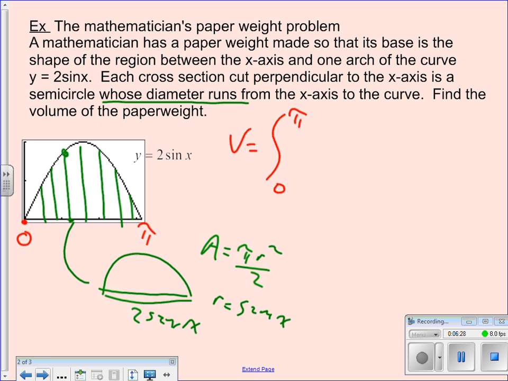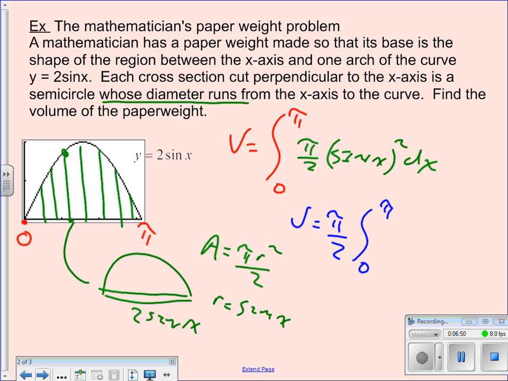So our volume is the integral from 0 to pi of pi over 2 times the sine of x, squared, dx. Or to neaten it up a little bit, and I do want to show this so you can understand a couple of things, my volume is equal to pi over 2 times the integral from 0 to pi of sine squared x dx. There is no easy antiderivative for sine squared x. So how are you going to solve this?